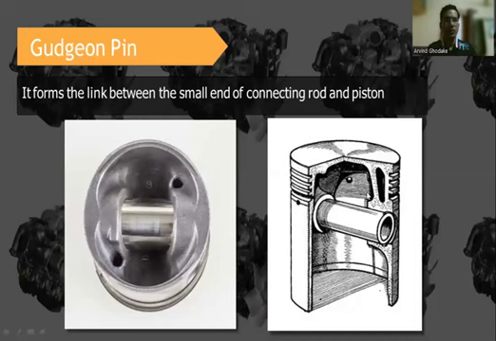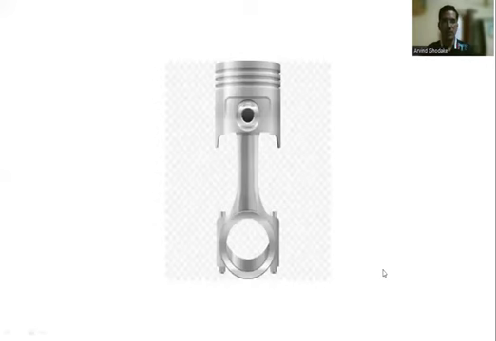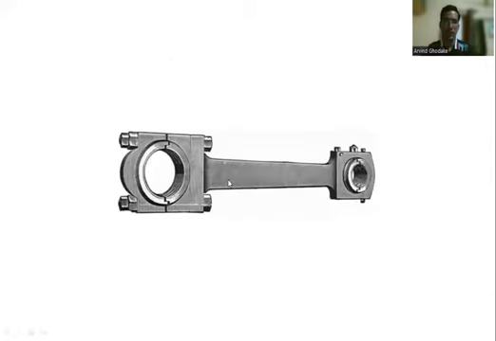Next is the gudgeon pin, also called the piston pin. It forms the link between the small end of the connecting rod and the piston. On the piston, a circular slot is provided to insert the piston pin. The piston pin, having a definite diameter and length, is inserted between the piston and the small end of the connecting rod. In the previous figure also you can see the assembly, with the small end of the connecting rod.